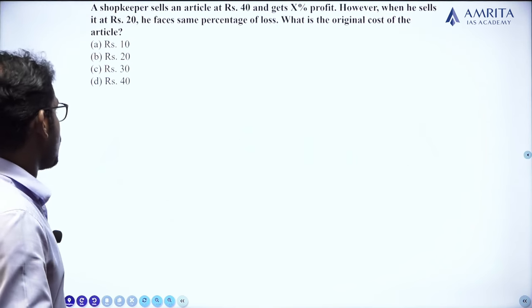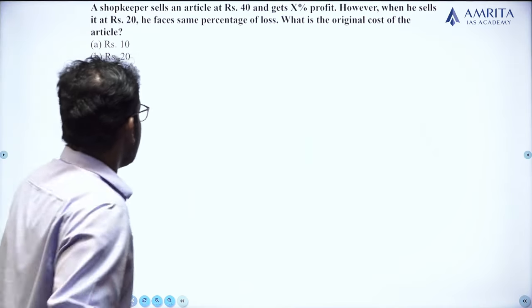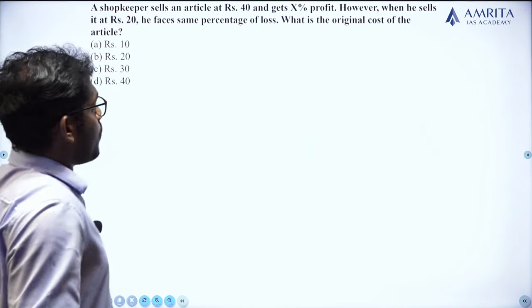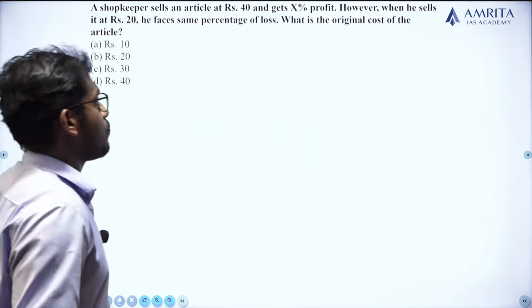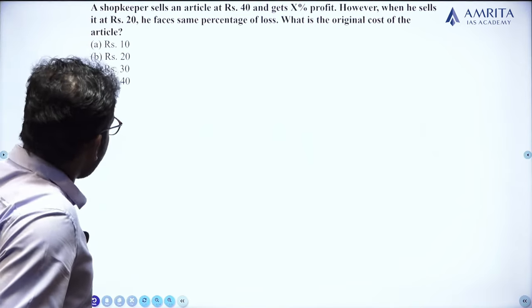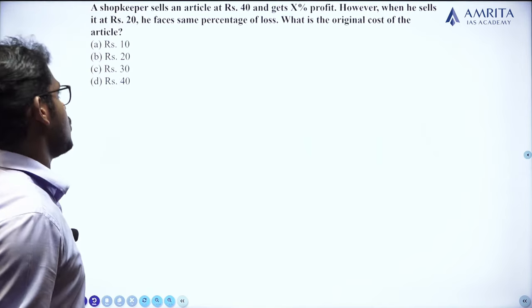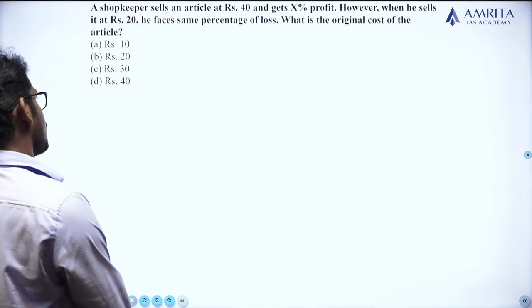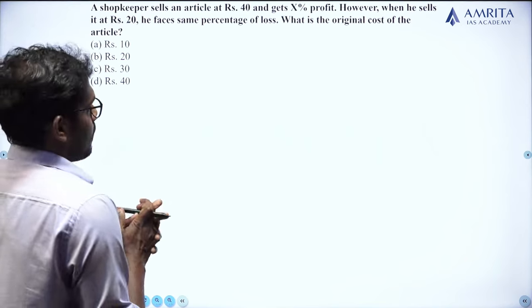Another question from the topic: a shopkeeper sells an article at rupees 40 and gets x percentage of profit. However, when he sells it at 20, he faces the same percentage of loss. What is the original cost of the article?